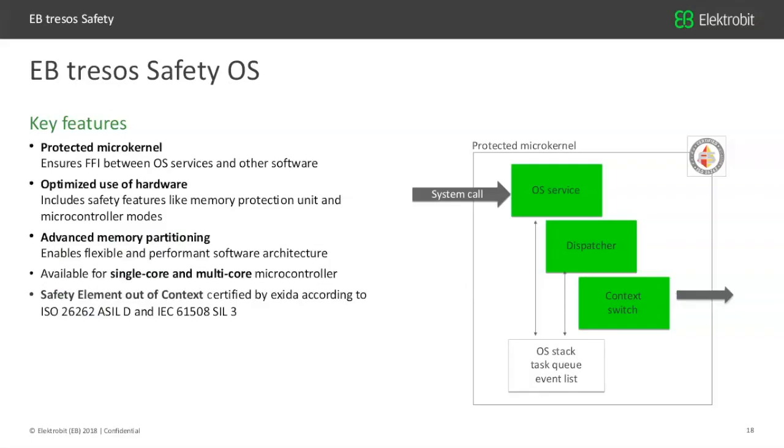The next product is the operating system. Here we are in the spatial domain. The tresos Safety OS provides the mechanism for the memory protection. It is built as a microkernel operating system, highly optimized for the usage of the hardware, mostly the MPU. It takes control over the memory protection unit and controls the context switches between different partitions.